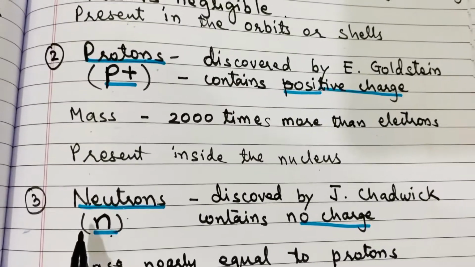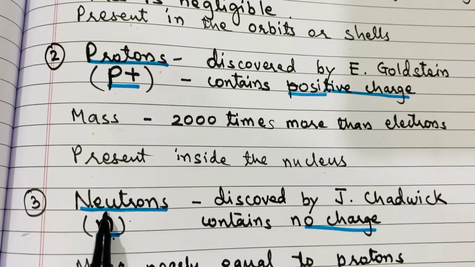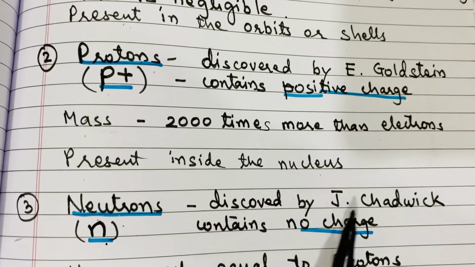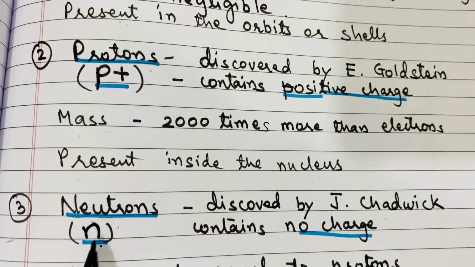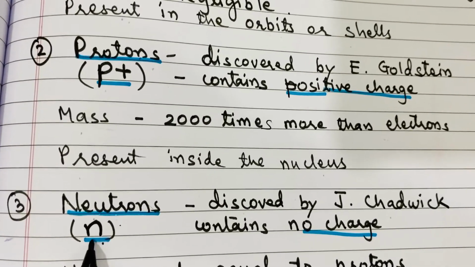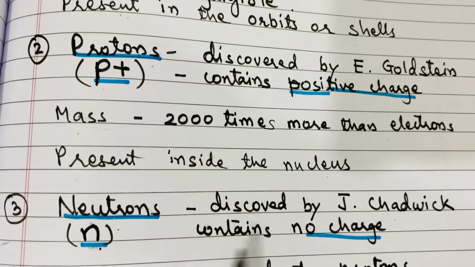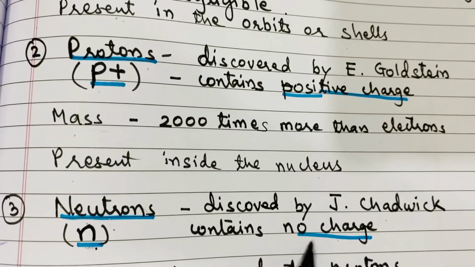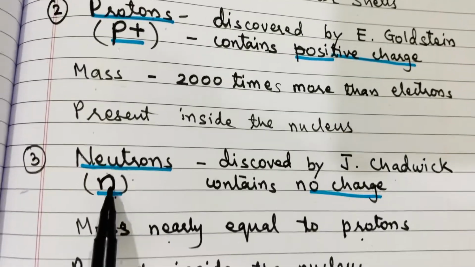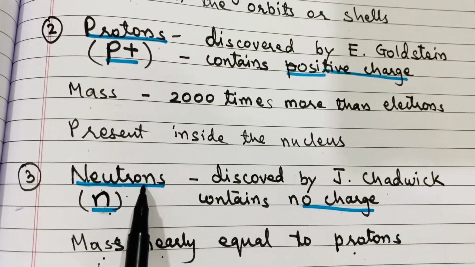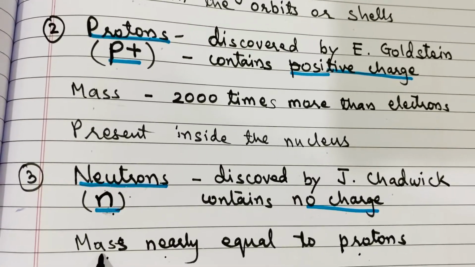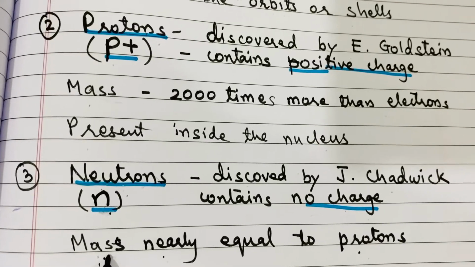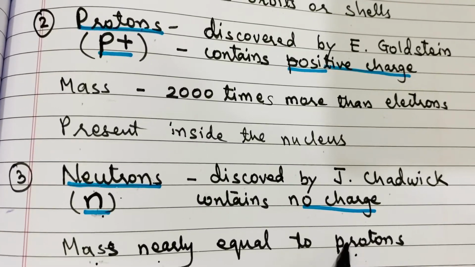Then the third subatomic particles are neutrons. They were discovered by J. Chadwick. These neutrons are represented by the symbol n, small n, and they do not have any charge, they contain no charge. And where are neutrons present? Neutrons are also present inside the nucleus. And what is the mass of the neutrons? The mass of the neutrons is nearly equal to that of the protons.